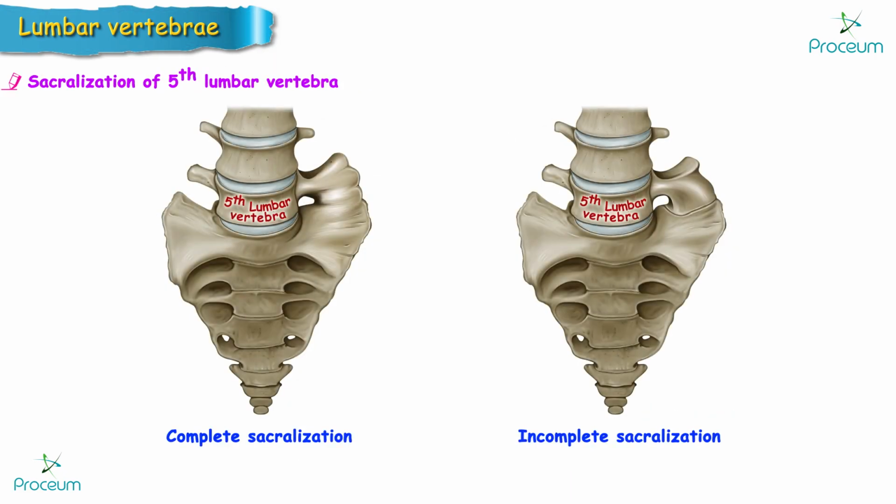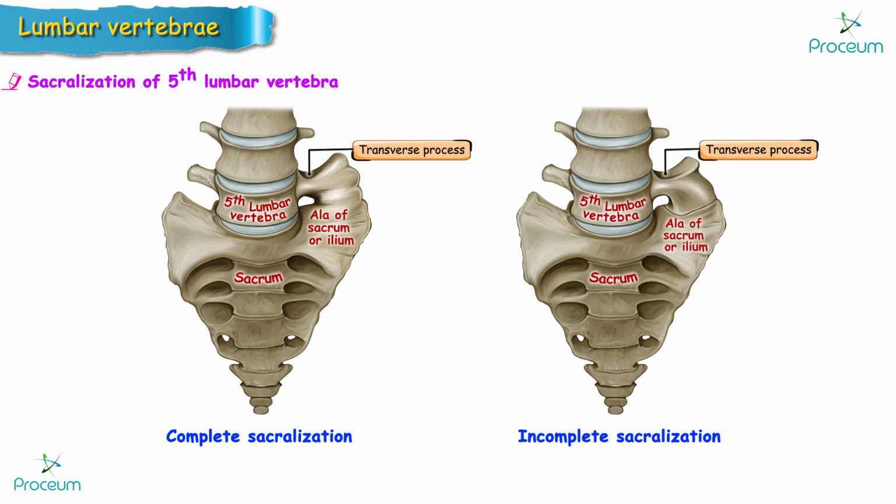It is the fusion of the 5th lumbar vertebra with the sacrum. The fusion may be complete or incomplete. The transverse process of L5 may articulate with the ala of the sacrum and/or the ilium and compress the L5 spinal nerve. This condition occurs in about 5% of normal individuals.